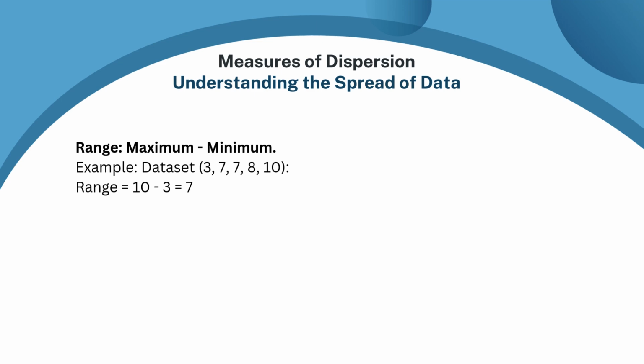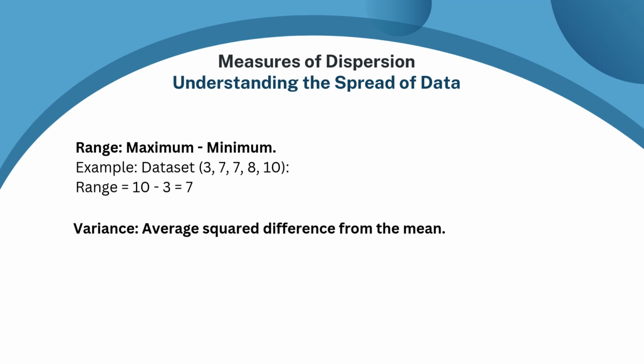While the range gives us a quick idea of variability, it has a limitation. It only considers the two extreme values and ignores the distribution of the data in between. That's where other measures, like variance and standard deviation, come into play for a more detailed picture.